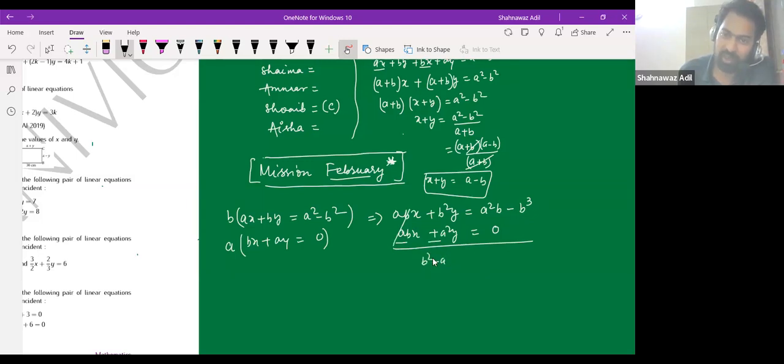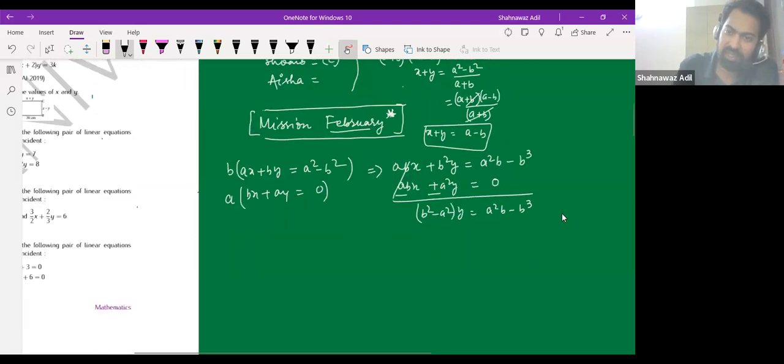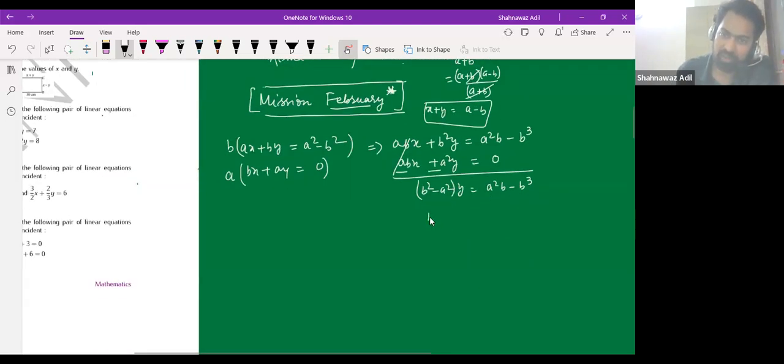So this is b square minus a square y, and this is a square b minus b cube. So then if I take b common from here, right? So this is b square minus a square, y, and b is common. So this is a square minus b square. Now we are getting the correct result, right? So this is b times a square minus b square divided by b square minus a square. Minus is common, and this is b square minus a square divided by this one. So y is minus b.